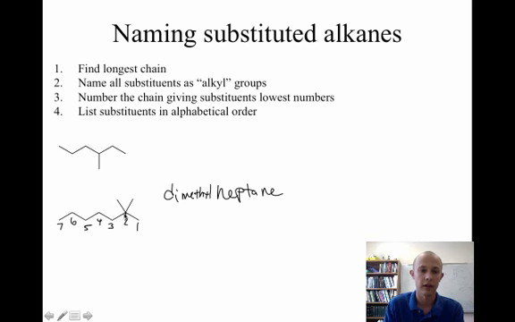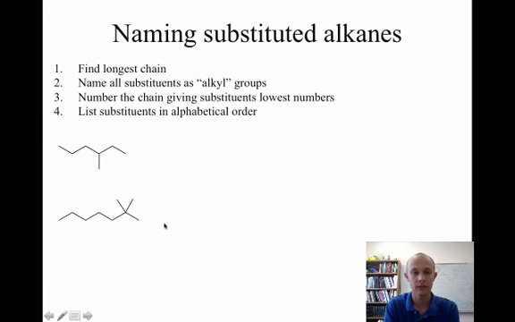So we want to start here. That gives our methyls the lowest numbers. And we list both numbers to specify that both methyls are on the second carbon. So we call this 2,2-dimethyl heptane. Notice that numbers are always separated by a comma, whereas numbers and letters are always going to be separated by a dash. You want to remember to do that when we're naming compounds.